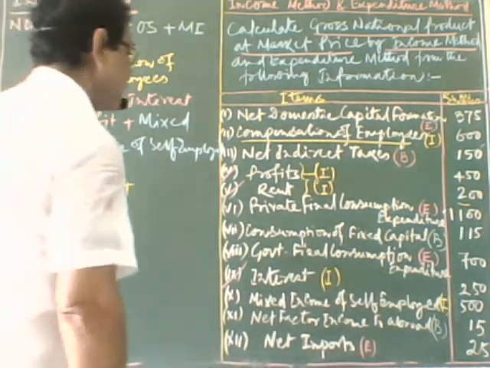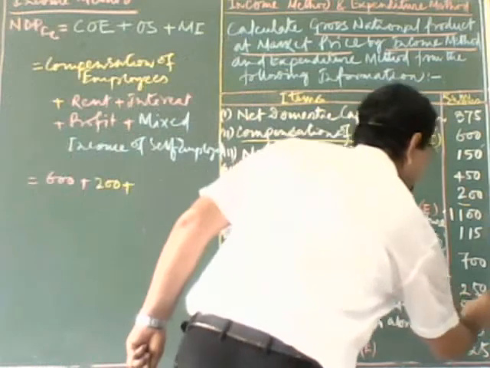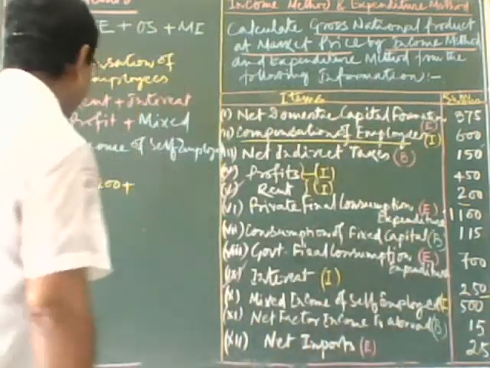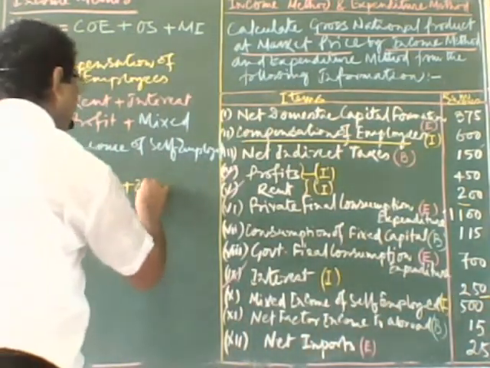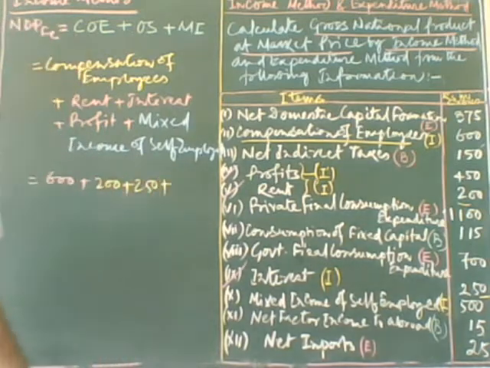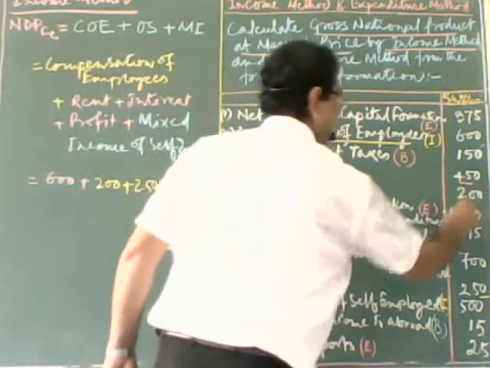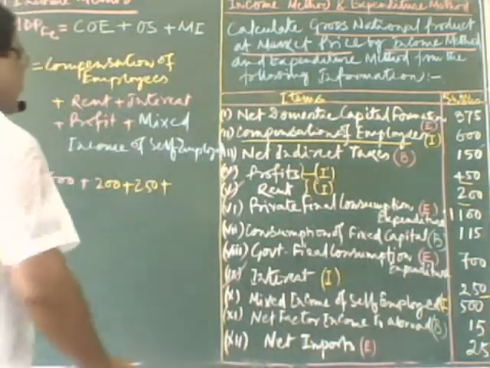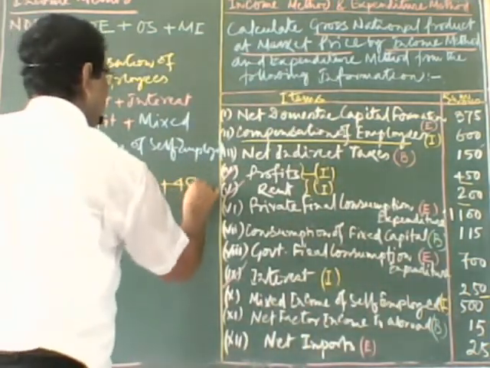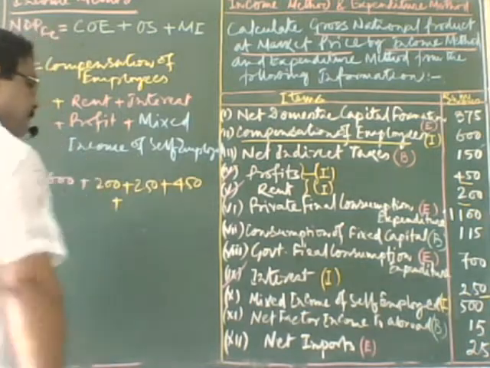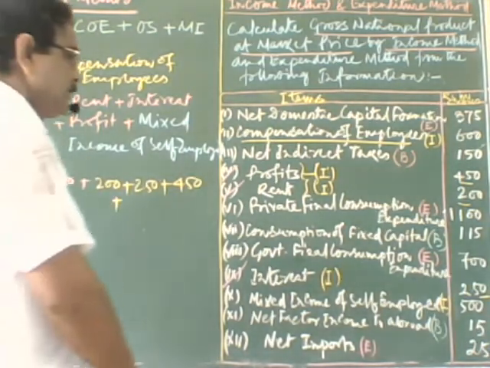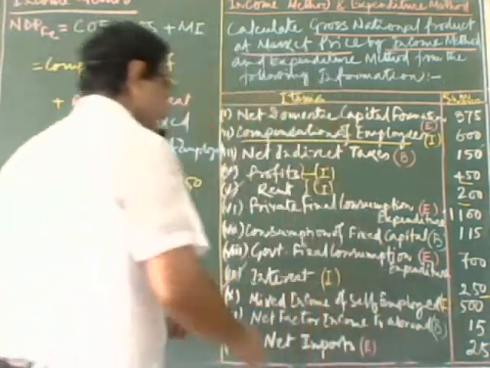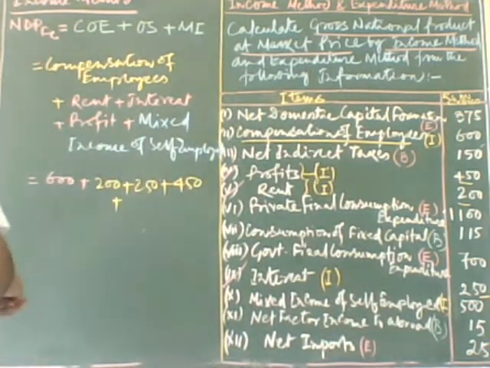Interest. The value is 250. You have to put the value 250. Profit. That value is 450. You have to put the value 450. Plus mixed income. That value is 500.